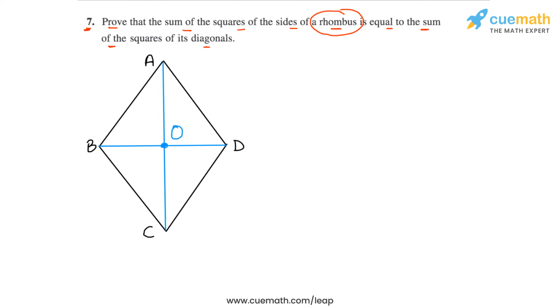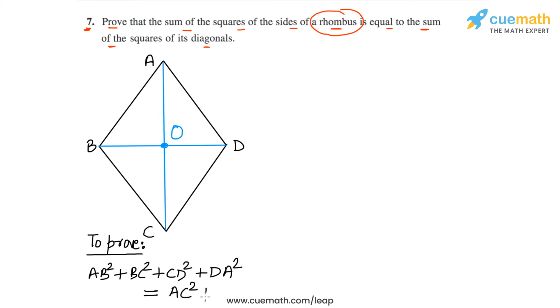So what we have to show is, let's write it as to prove. So we have to prove that the sum of the squares of the sides, which is AB square plus BC square plus CD square plus DA square, is equal to the sum of the squares of the diagonals. So the diagonals are AC square plus BD square. The sum of the squares of the diagonals is this RHS. So this is what we have to show.